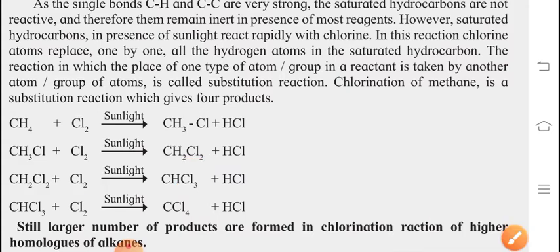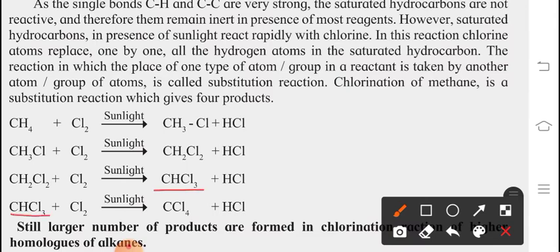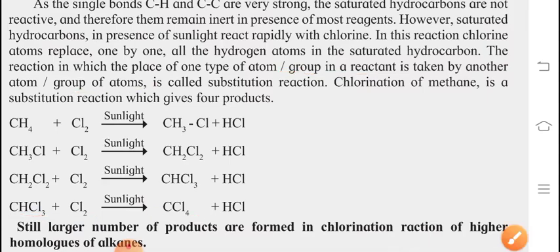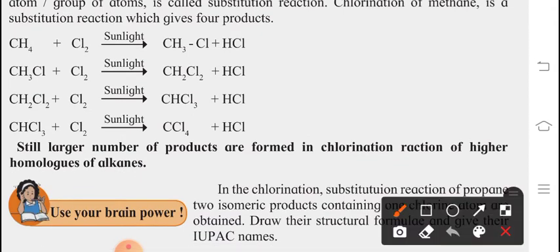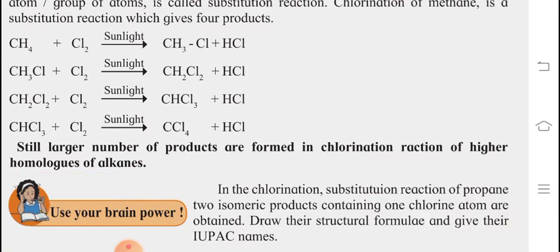Again this CH3Cl is going to pair with chlorine. So we are getting CCl4. Now here hydrogen is completely absent. So we can say that one group of atoms is taking the place of another group of atoms. Still larger numbers of products are formed in the chlorination reaction of higher homologues of alkanes.